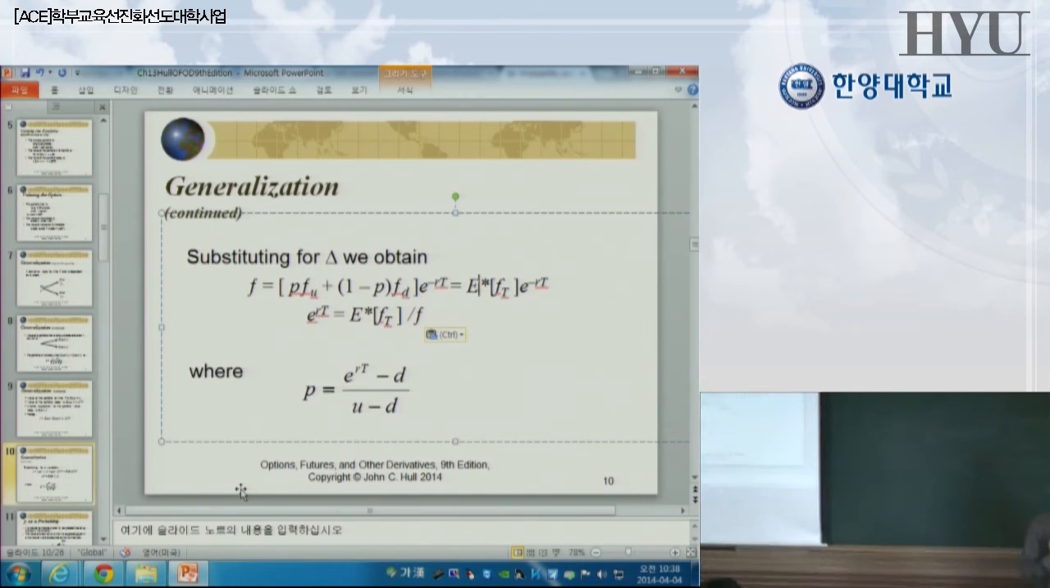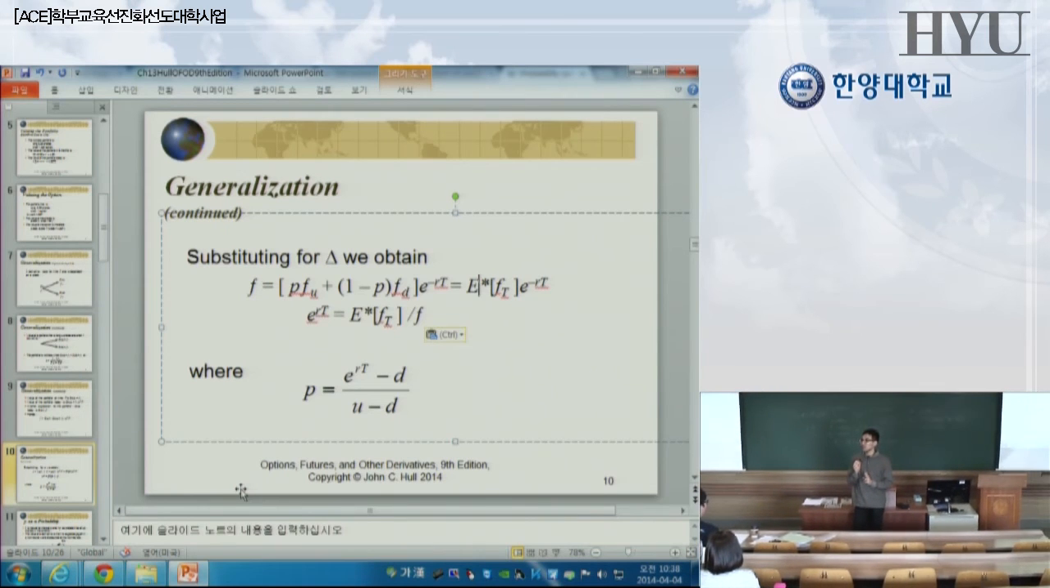No arbitrage opportunity. That's a very sensible assumption, right? This is the assumption we always believe. There should be no free lunch in the economy. So, if there is no arbitrage opportunity, there exists the probability P. And that probability is the probability of the risk-neutral hypothetical world.